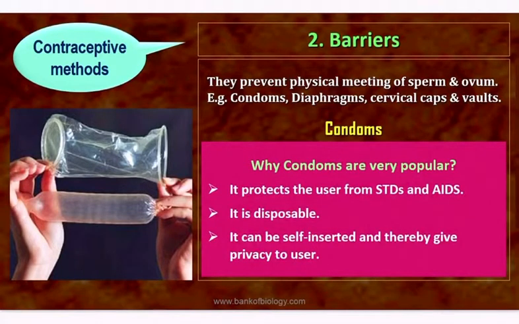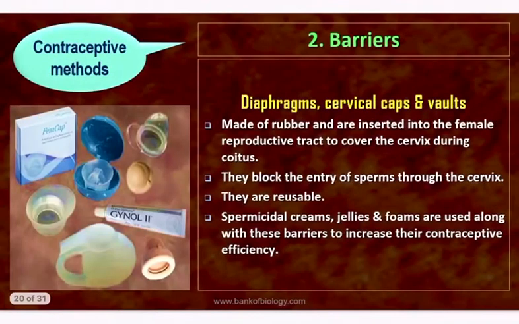So basically this is the outside one. Continuing, they prevent physical meeting of the sperm and the ovum. We are talking about condoms. Why are condoms very popular? They protect the user from STDs and AIDS. This is most important, along with preventing the sperm from meeting the egg. It is disposable and can be self-inserted, thereby giving privacy to the user. There is no need for any doctor here.